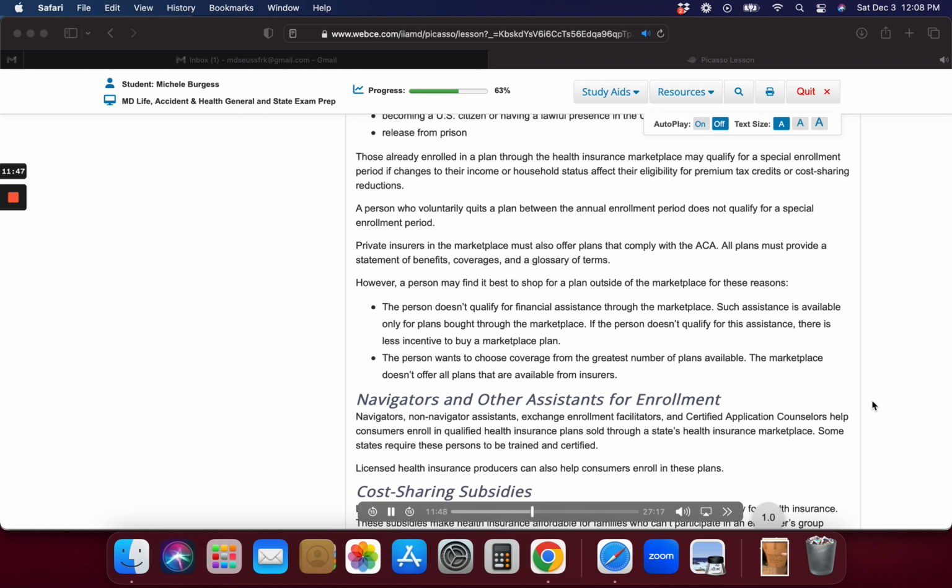Cost-sharing subsidies. Low and moderate income families may qualify for federal tax credits that help them pay for health insurance. These subsidies make health insurance affordable for families who can't participate in an employer's group health plan. The subsidies reduce the cost of the premiums and the out-of-pocket expenses for coverage that the families buy through the marketplace. The amount of the subsidy is based on the size of the family and its annual income.